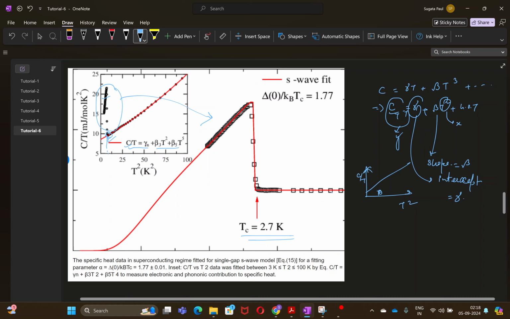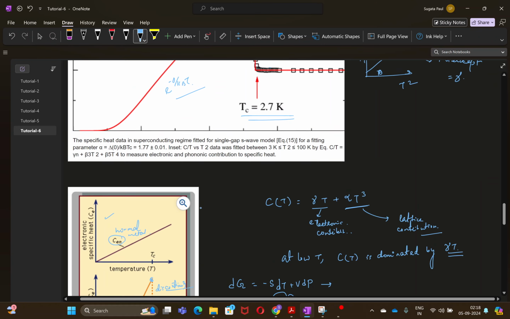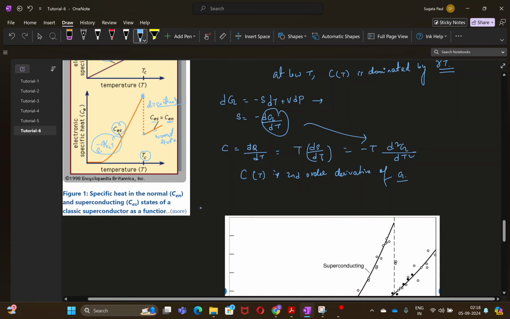and beyond this temperature, the specific heat value is different, and from here suddenly there is a very sharp jump in the specific heat that is coming, and then again it is exponentially falling down with the relation e to the power of minus delta by kT. And it has been seen for multiple such superconducting elements.